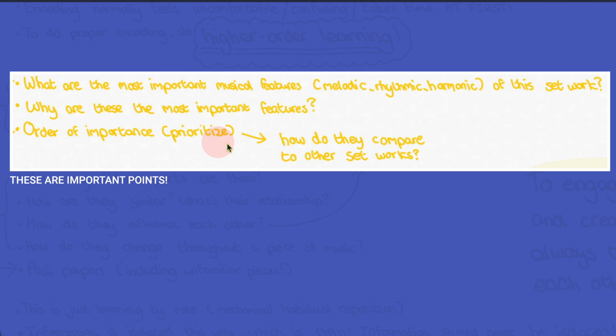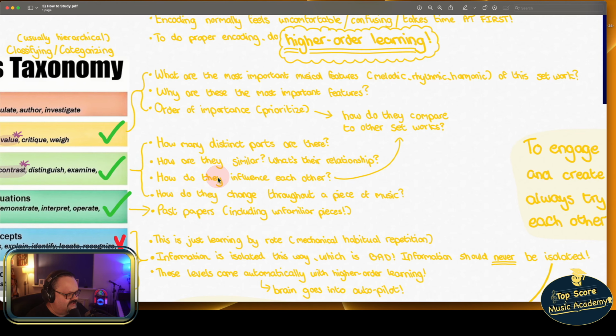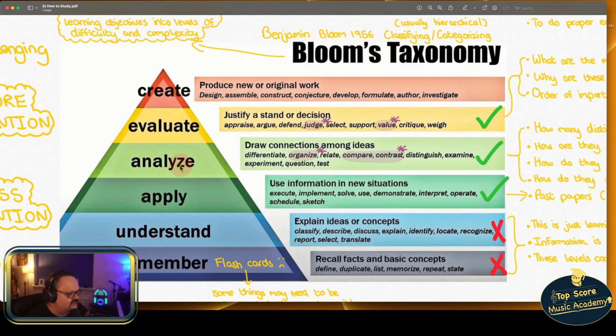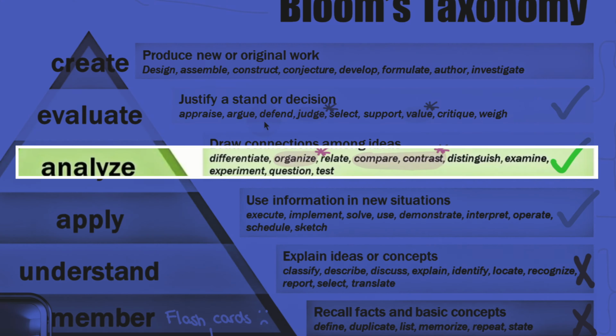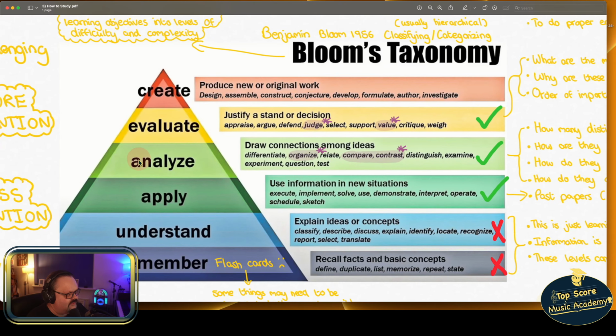And then, of course, you can place them in order of importance. You prioritize them. And how do they compare to other set works? That's going to be a higher order learning question to answer when you're comparing one set work to another. That will feature into our next thing we're going to look at here. So after evaluating, you should also think about analyzing your set works. Draw connections among ideas. In other words, differentiate or organize or relate or compare and contrast, distinguish, examine, experiment, question, test. So analyzing something. For us, it's mostly going to be organizing and compare and contrast.